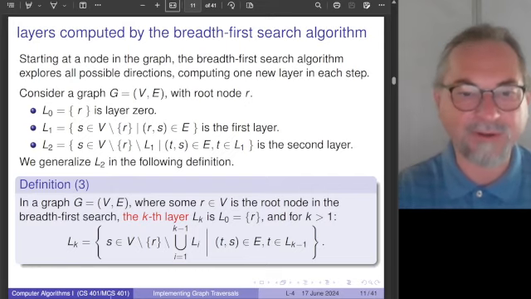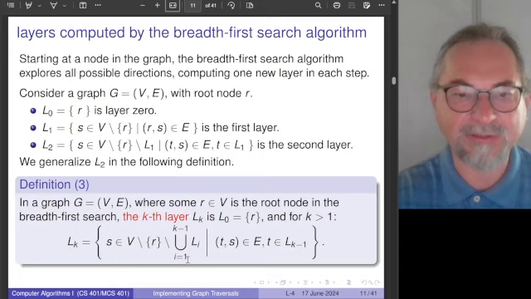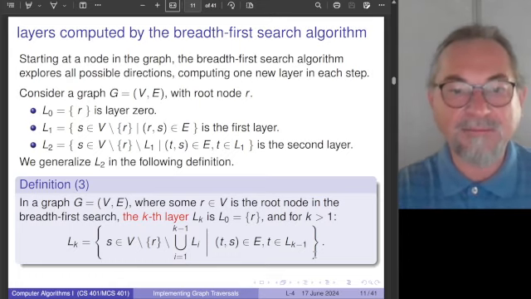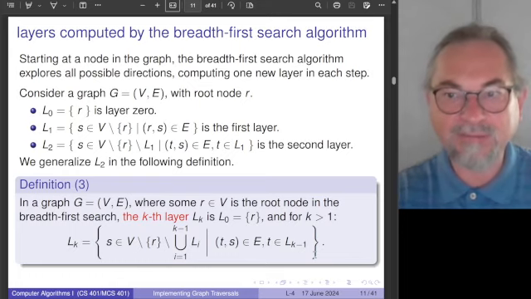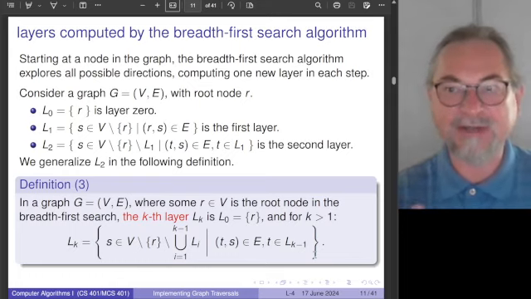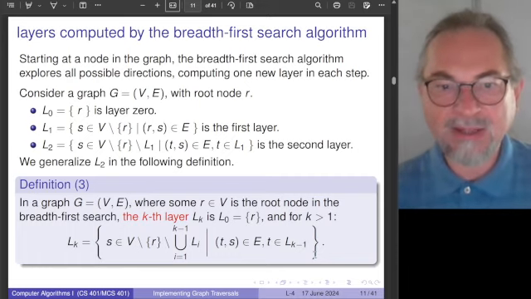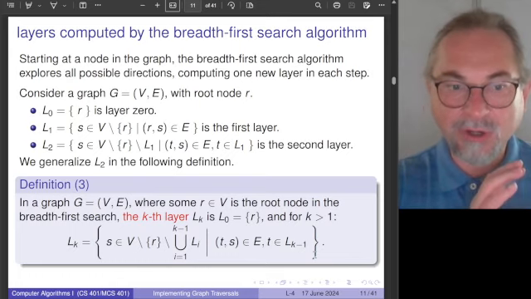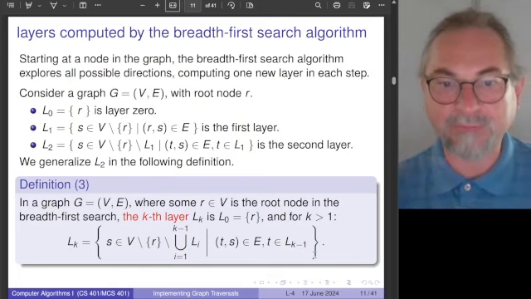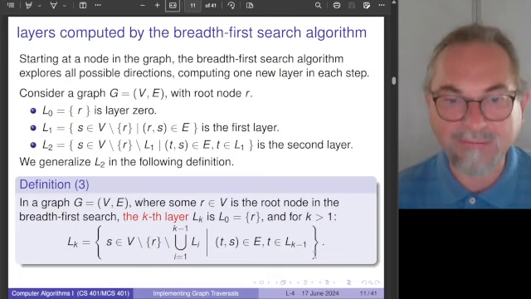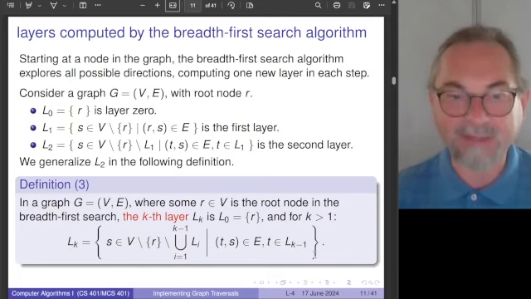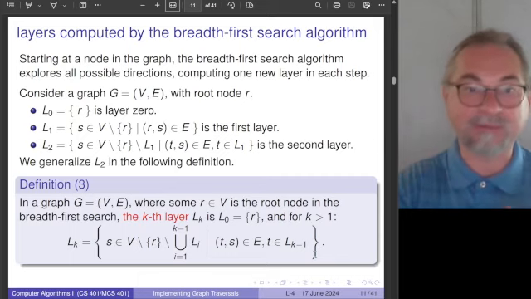Actually, I could have simplified this a little bit by starting with i equals 0. So we look for all the vertices that we haven't encountered yet, and for which there is an edge from a vertex of the previous layer. So we have an edge t of s, so we will include s if there is an edge, and if that edge starts at exactly the previous layer.